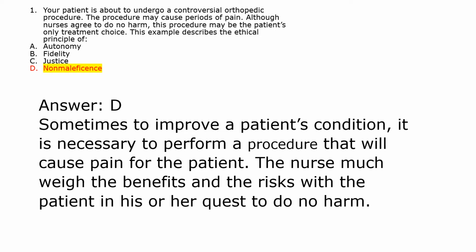Answer D. Non-maleficence. Sometimes to improve a patient's condition, it is necessary to perform a procedure that will cause pain for the patient. The nurse must weigh the benefits and the risks with the patient in his or her quest to do no harm.